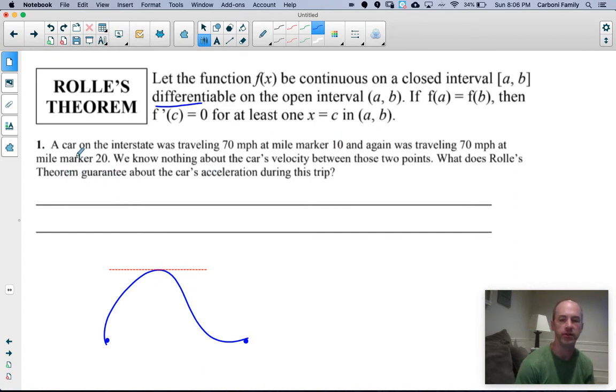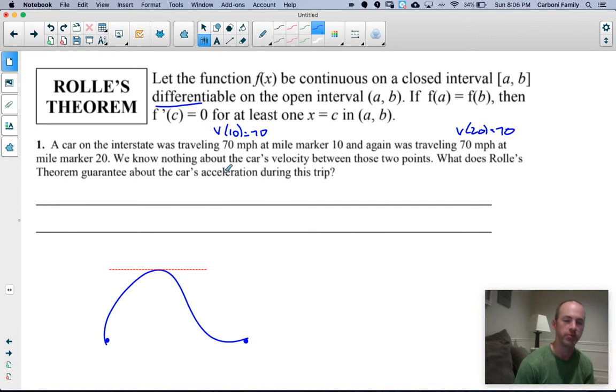So, a quick example: a car is on the interstate traveling 70 miles an hour at mile marker 10, and again 70 miles an hour at mile marker 20. So you could say the velocity at mile marker 10 is 70, and the velocity at mile marker 20 is also 70. We know nothing about the car's velocity between the two points.